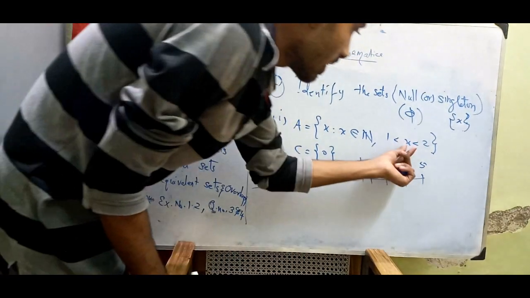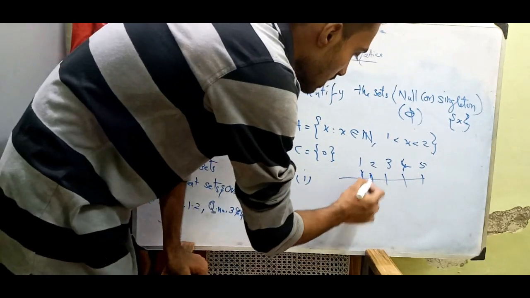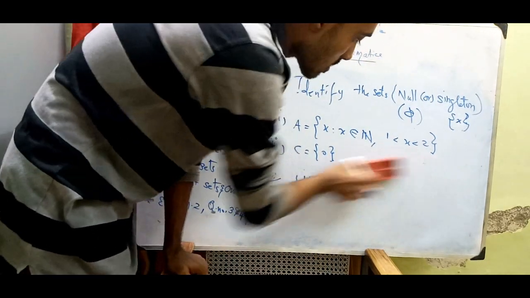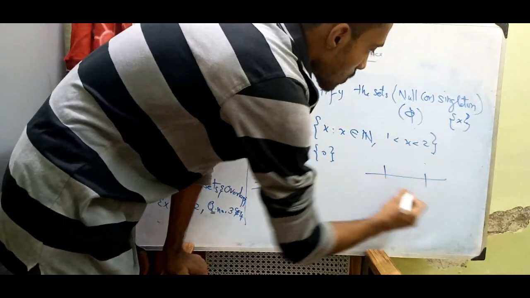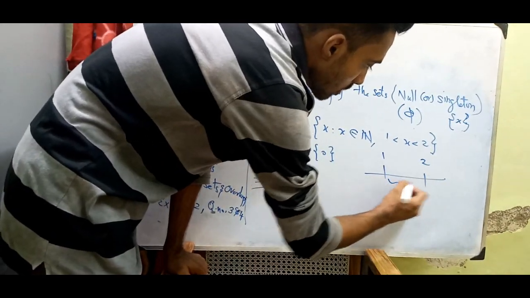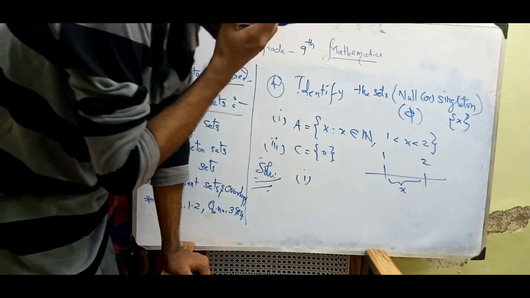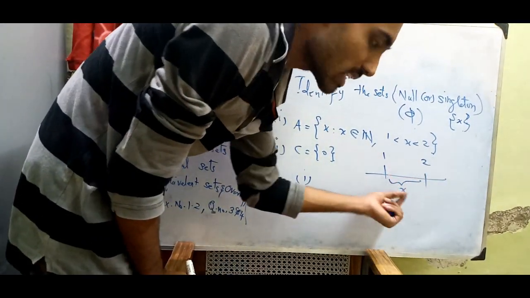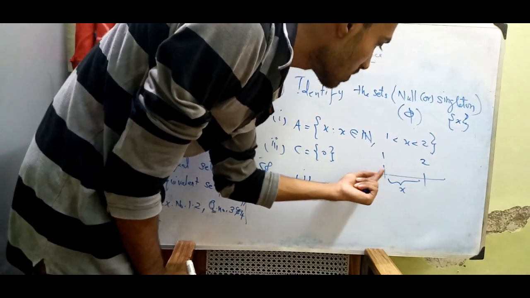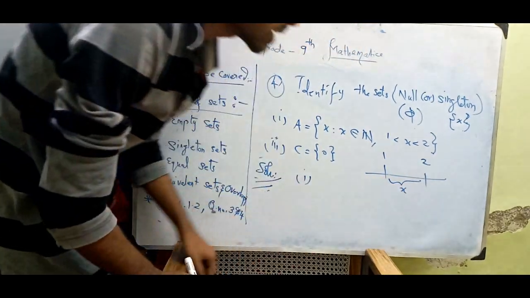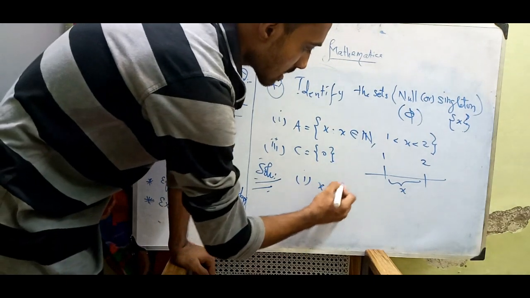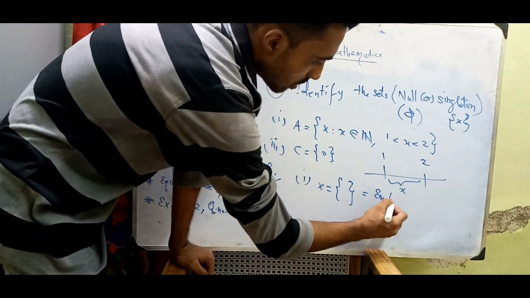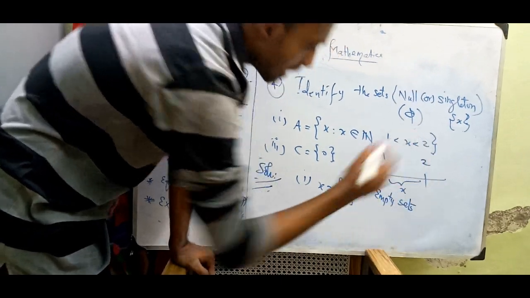Okay, but x lies between 1 and 2. X lies between here, 1 and 2. I'll expand this. So in natural number 1 and 2, x lies here, but there is no such number x which lies here, right? You can easily see there is no such number in between 1 and 2 where x lies. Okay, so x is nothing but empty set, or you can say void set, whatever you want. Okay, so it is an empty set.